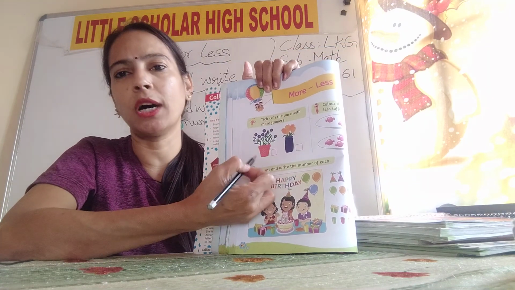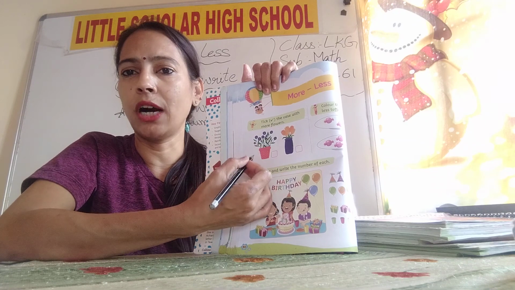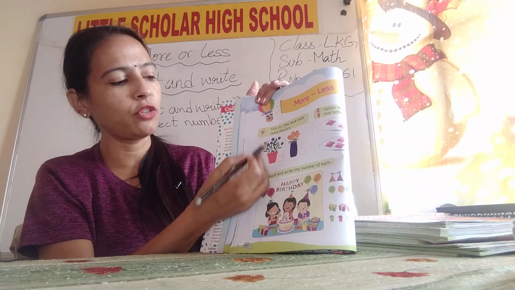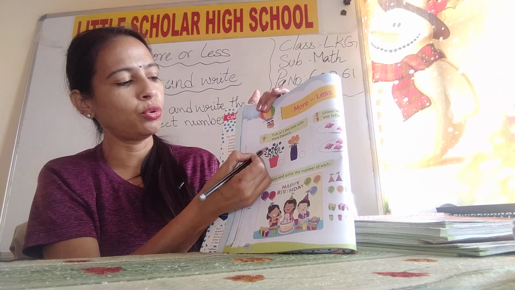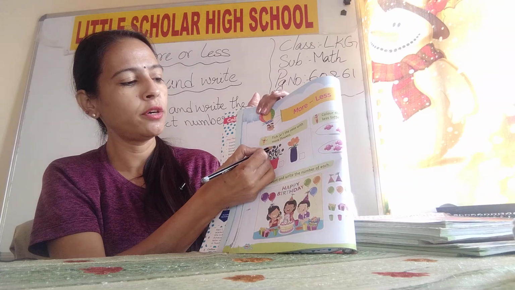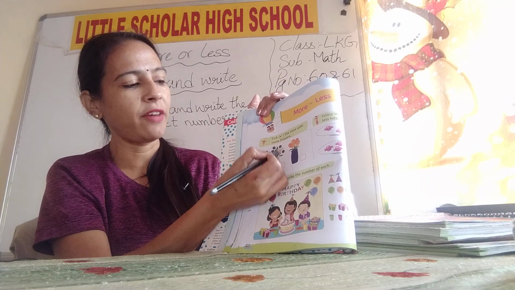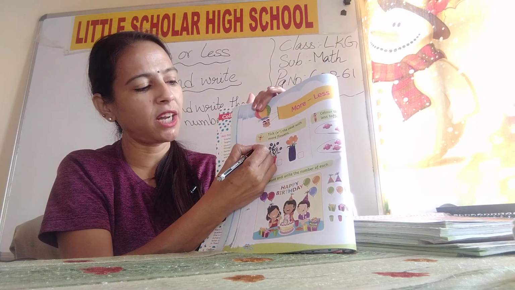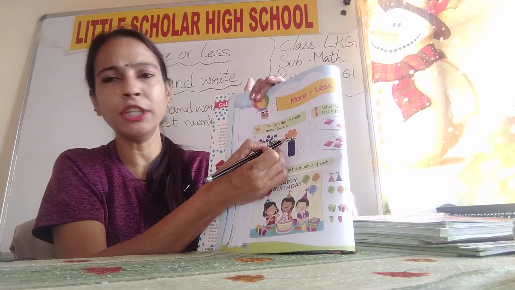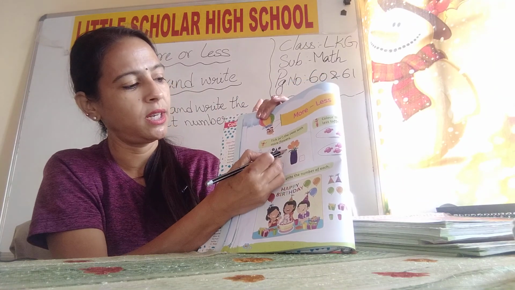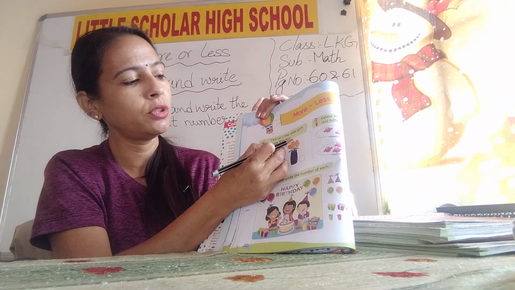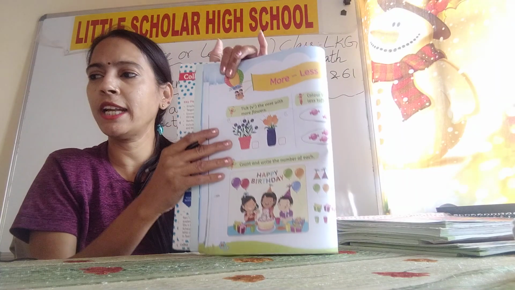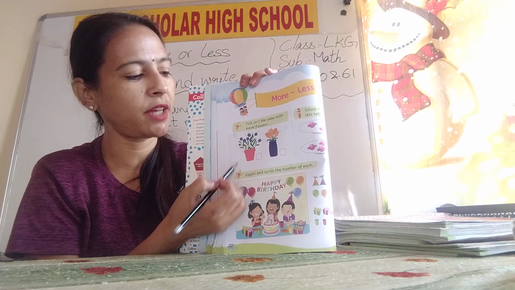Now we have 2 vases over here with flowers. Let us count the one which has more flowers. Let us count the first one. 1, 2, 3, 4, 5, 6, 7, 8. How many flowers does this vase have? 8 flowers. So we'll write 8 here. Now how many tulips are there in this vase? Let us count. 1, 2, 3, 4, 5. How many? 5. So which one has more? Which flower vase has more?